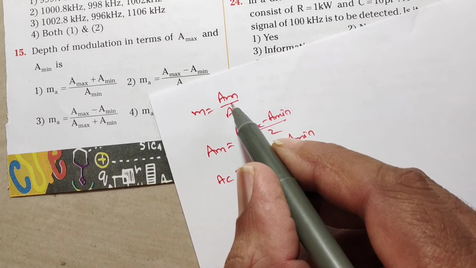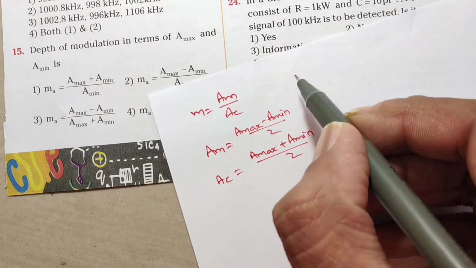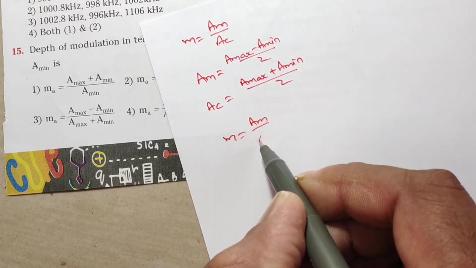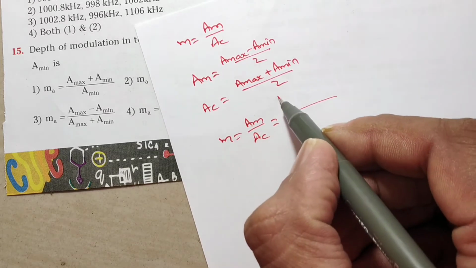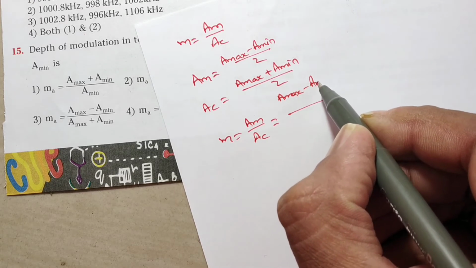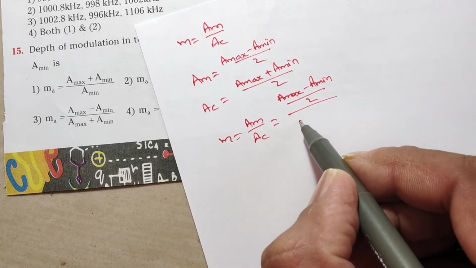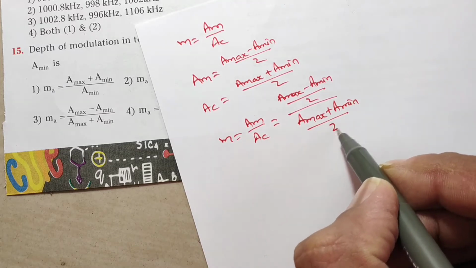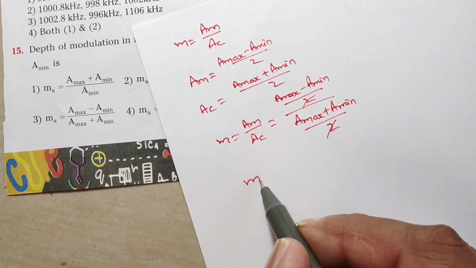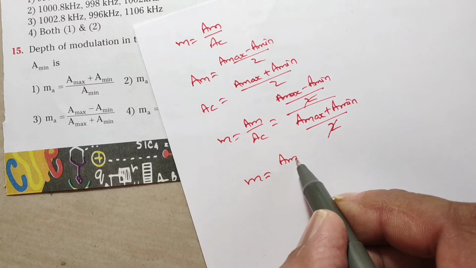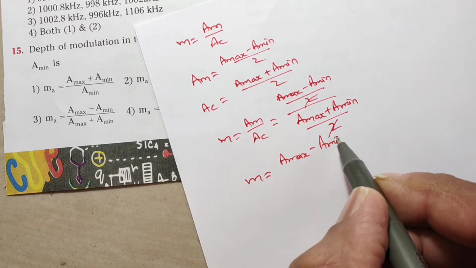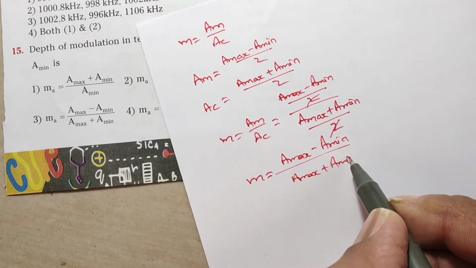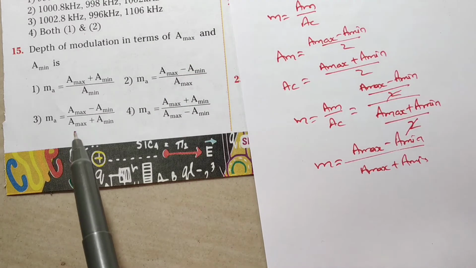Now substituting here, we get the m value: m is equal to Am by Ac. Am means A maximum minus A minimum by 2, divided by Ac, which is A maximum plus A minimum divided by 2. The 2 gets cancelled. We get m equal to A maximum minus A minimum divided by A maximum plus A minimum. So which option is correct? The third option is correct.